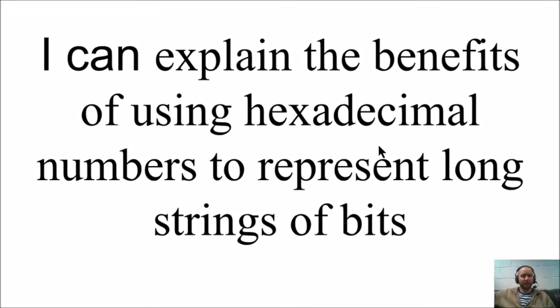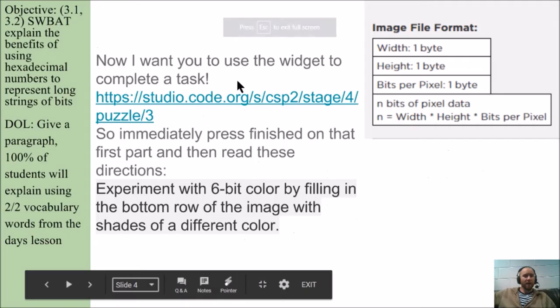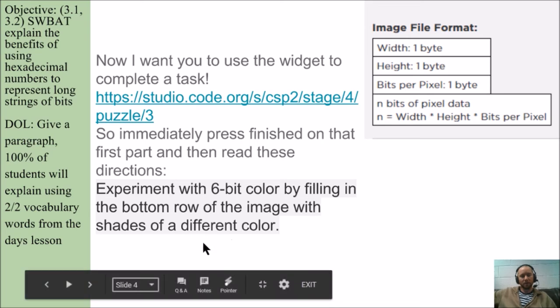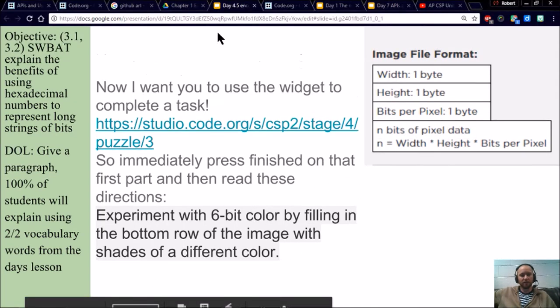The objective today is to explain the benefits of using hexadecimal numbers to represent long strings of bits. Now I want you to use the widget to complete a task, so you'll be going to this link right here. When you get there, you can immediately press X on the video and just start experimenting with the 6-bit color by filling in the bottom row of the image with different shades of color. So just like I said, experiment with the numbers.